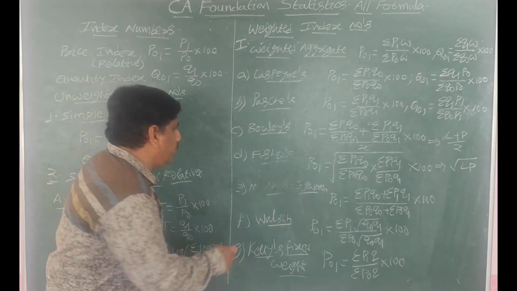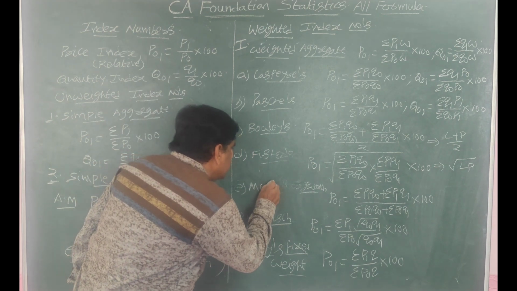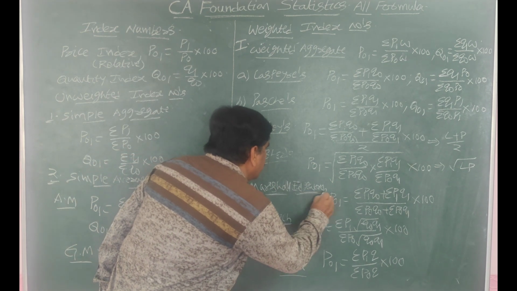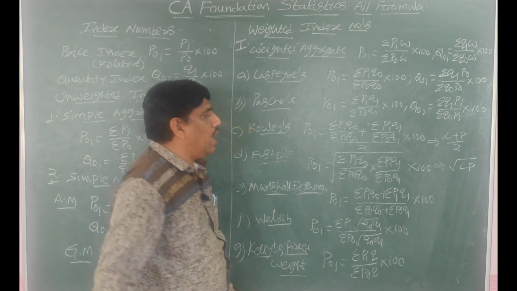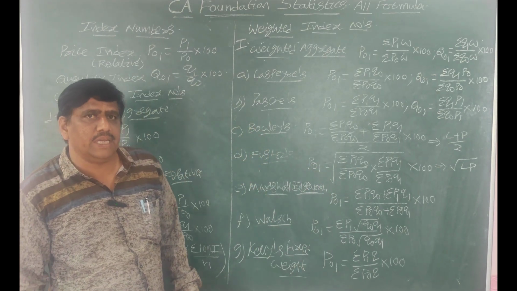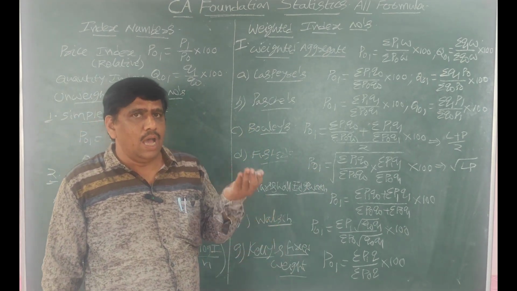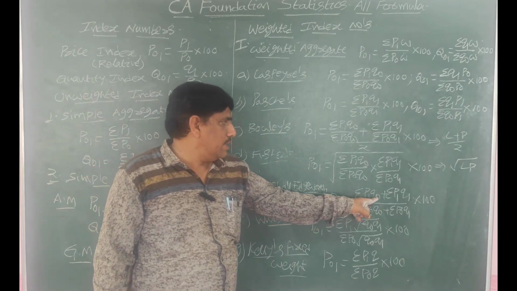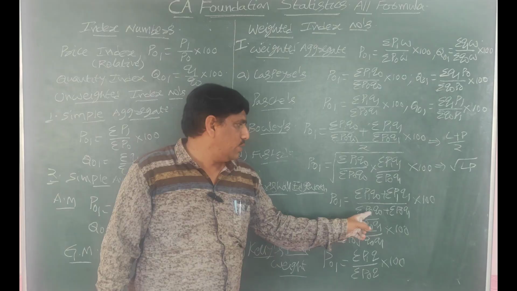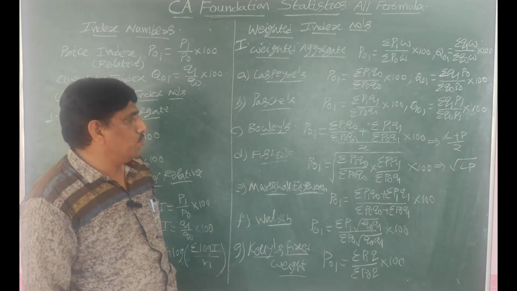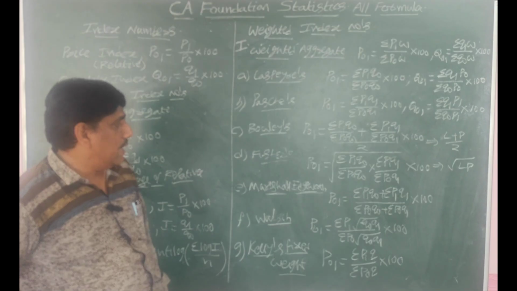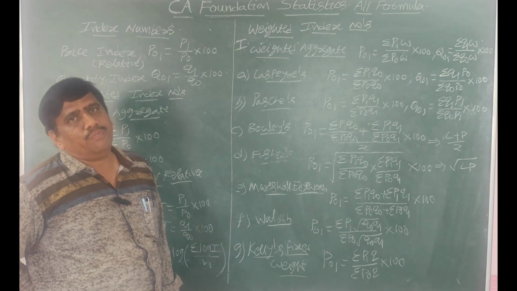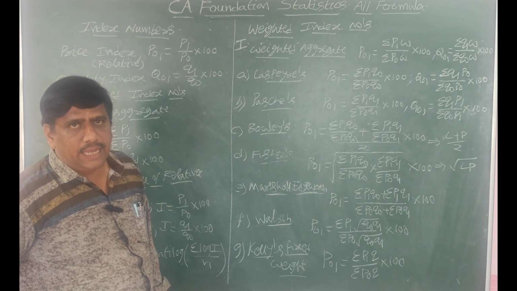Next, Marshall-Edgeworth formula. Coming to Marshall-Edgeworth, weights are nothing but (Q0 plus Q1) by 2. That means the arithmetic mean of base year and current year quantity is taken as weights. So P01 is summation P1 Q0 plus summation P1 Q1 by summation P0 Q0 plus summation P0 Q1 into 100. This is the Marshall-Edgeworth price index.